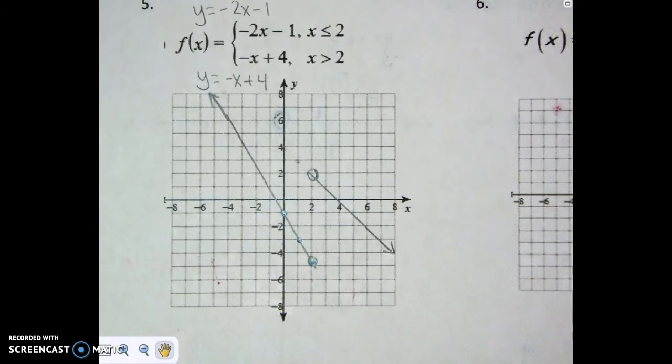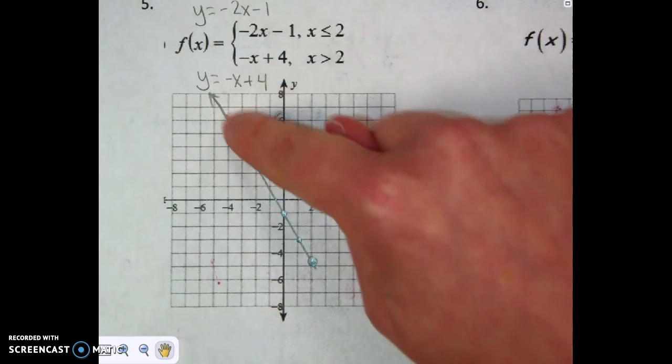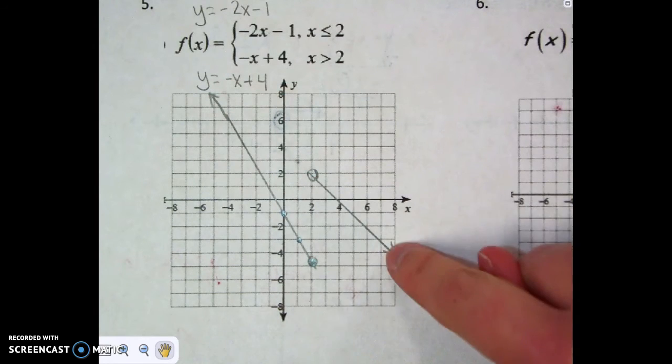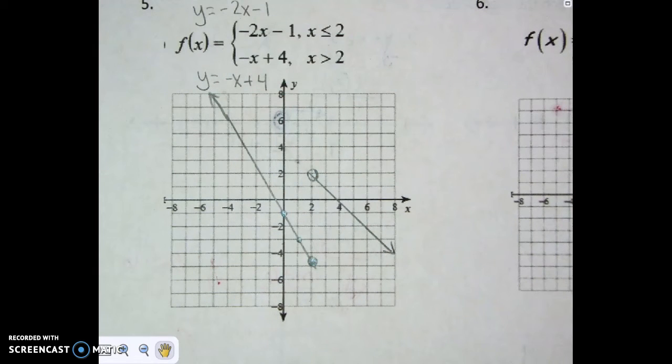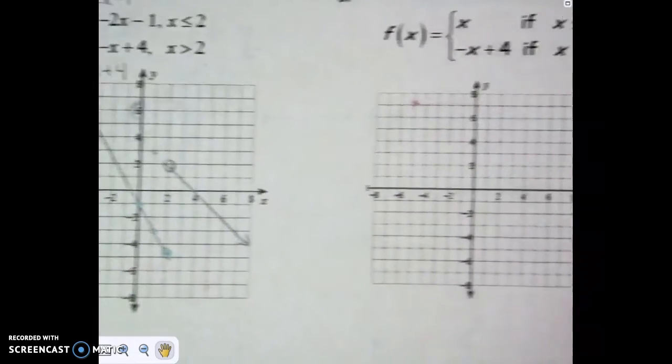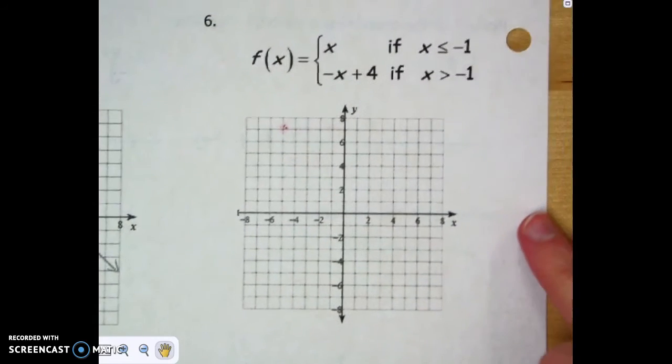So the answers to this lovely function are any of these numbers, any of these numbers. What do you think? Okay, would you like to try number 6 on your own, or would you like to do it with me? You. Of course you do. Okay, let's look at number 6.